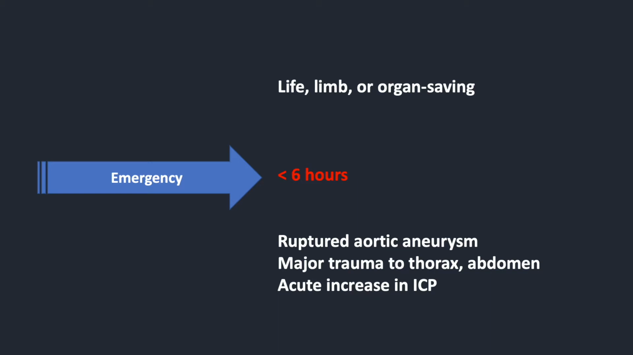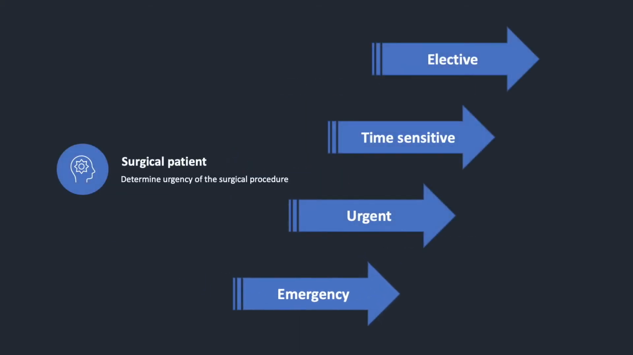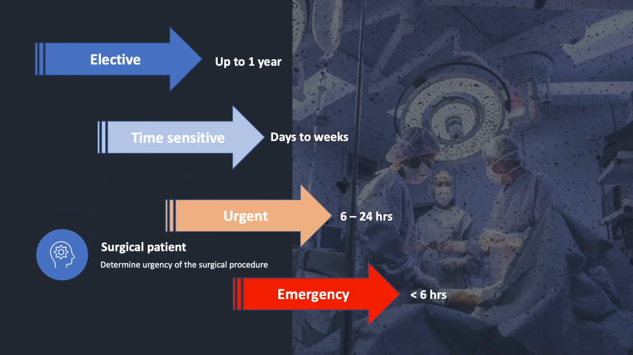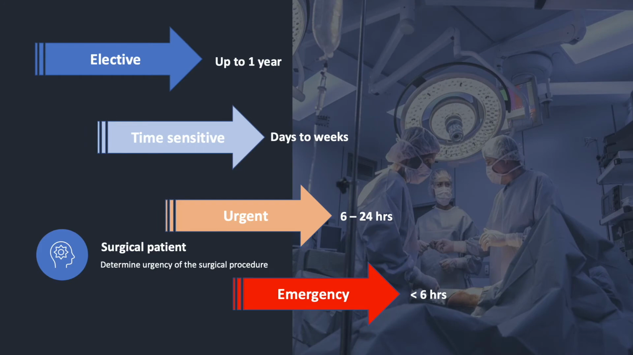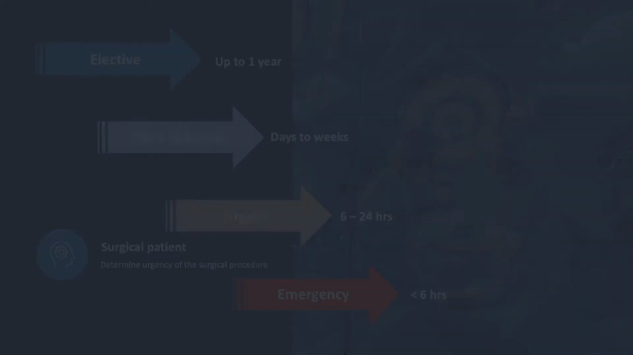Examples of which are ruptured aortic aneurysm, major trauma to the thorax or abdomen, acute increases in ICP or intracranial pressure. Cesarean section is also an emergency. So the closer the timing to the main surgical point, the shorter the timing and the preparation that is allowed. So for elective, like 1 year, time sensitive, days to weeks, urgent is 6 to 24, emergency less than 6 hours.